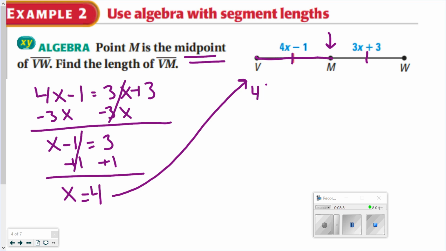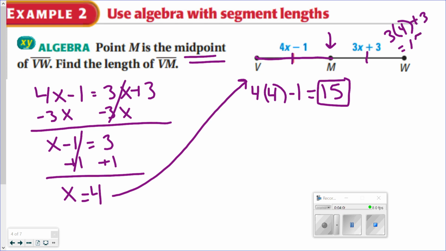So 4 times 4 minus 1. Plug that in your calculator. You end up getting 15. Now let's double check that this equation here, the 3x plus 3, is also equal to 15. It has to be, since M is the midpoint, and so we can double check that everything is correct. So if I plug in 3 times 4 plus 3, I end up getting 15. Those match, and we're done.